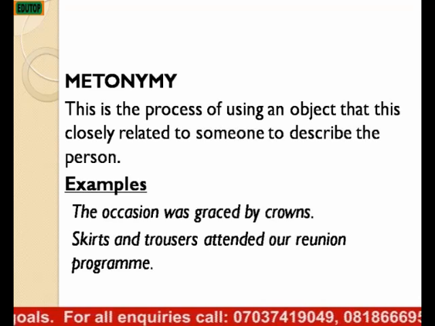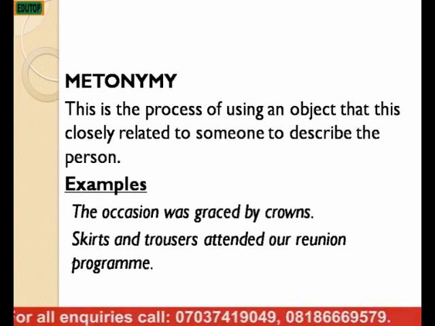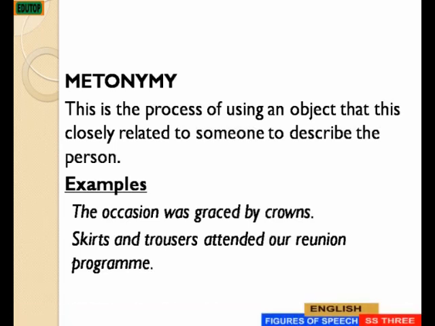The other one says skirts and trousers attended our reunion program. So when we say skirts and trousers attended our reunion program, the attention should be on skirts and trousers. We mean both females and males attended our reunion program. So skirts is representing the ladies, while trousers is representing the male counterpart. So we are using metonymy here because it is talking about an object that is closely related to someone or something to describe them.